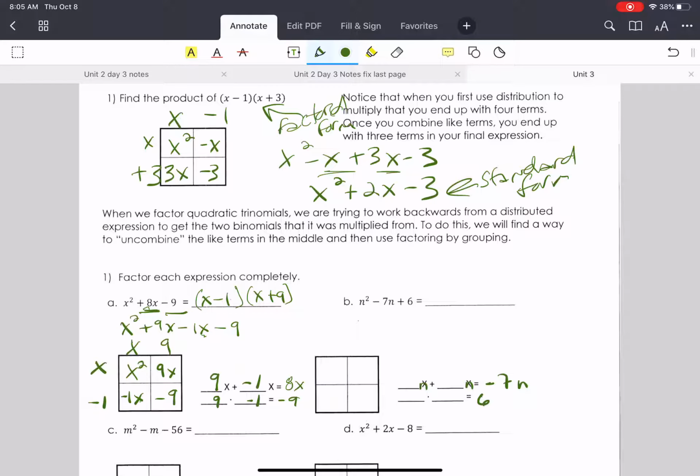Sure. Victoria. You got it. -1 and -6. Good job. So that means I know I'm going to be splitting this into -1n and -6n. So now I know what to put in my boxes.